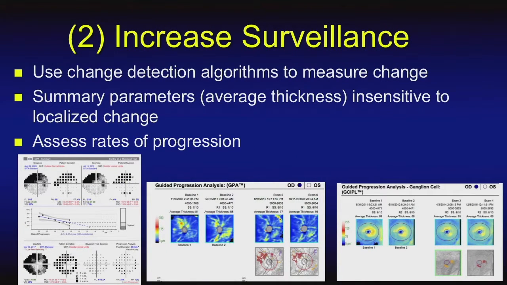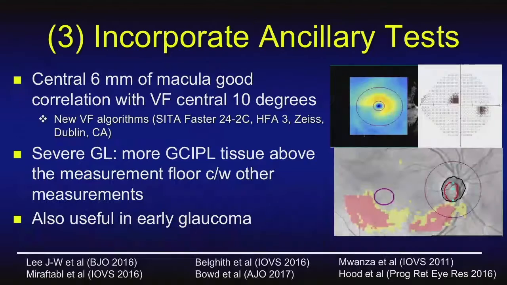Well, the second thing you should do when faced with this kind of discordance between structure and function is be careful to use change detection algorithms that carefully measure change and avoid the summary parameters, such as just average thickness values, because they tend to be insensitive to localized change. And as Felipe pointed out, you must carefully assess the rates of progression in order to determine the velocity of change.